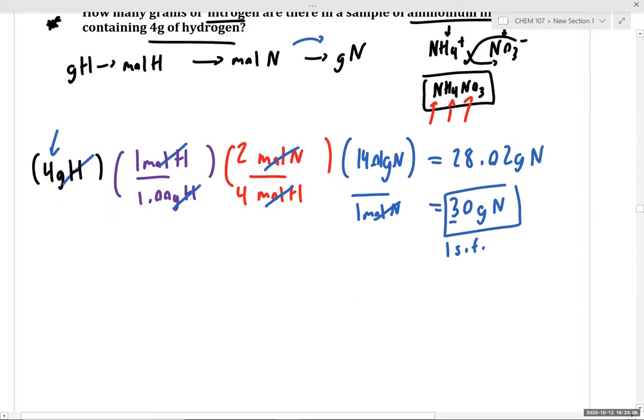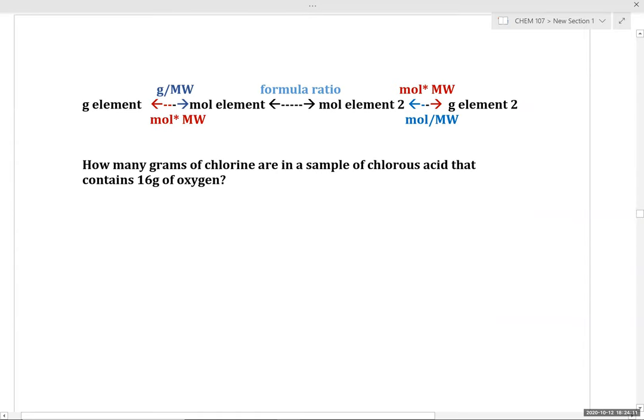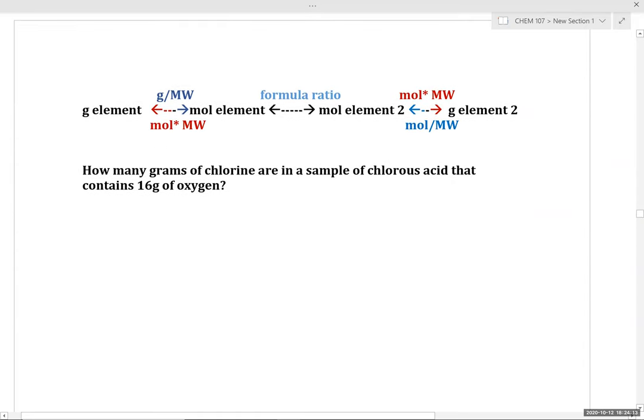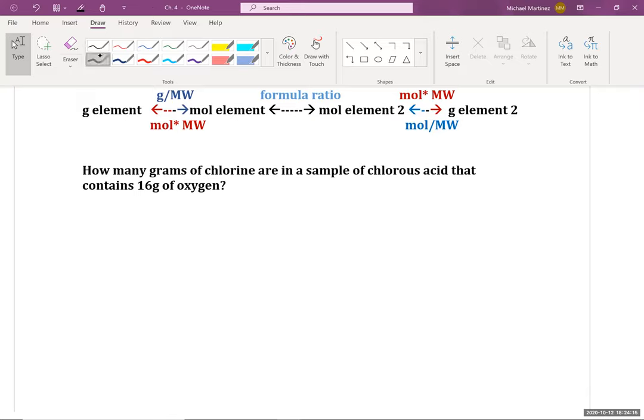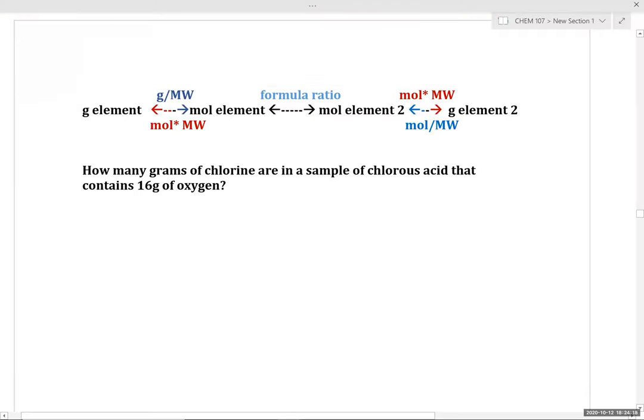Okay, so let's try to apply and work on one of these examples where we're asked to generate the formula before we complete our unit conversion. Looking at the following example, we're asked to calculate how many grams of chlorine are in a sample of chlorous acid that has 16 grams of oxygen. Now, before I let everyone loose on this problem, would everyone like to help me out here and provide me, what is the formula of chlorous acid? What is the formula?